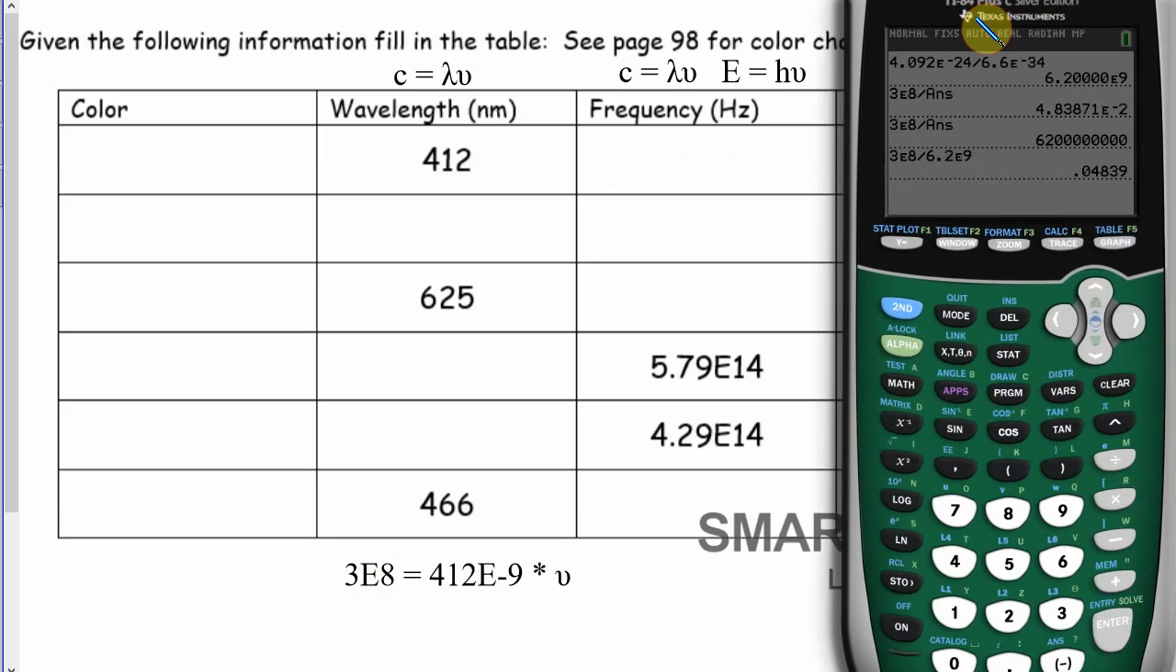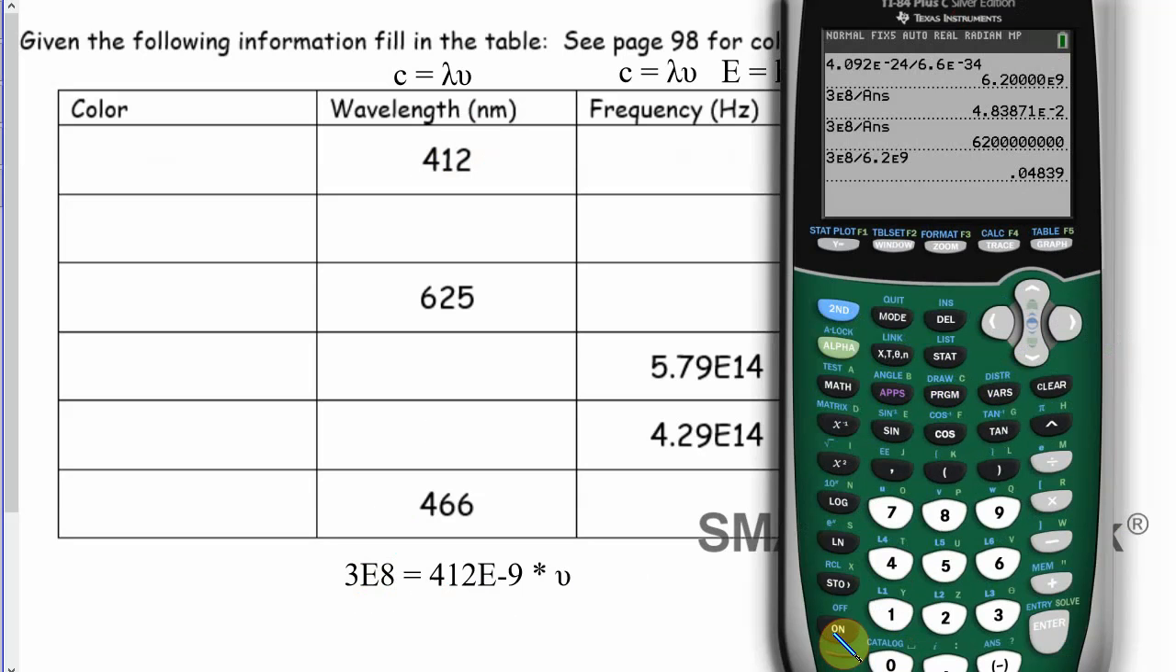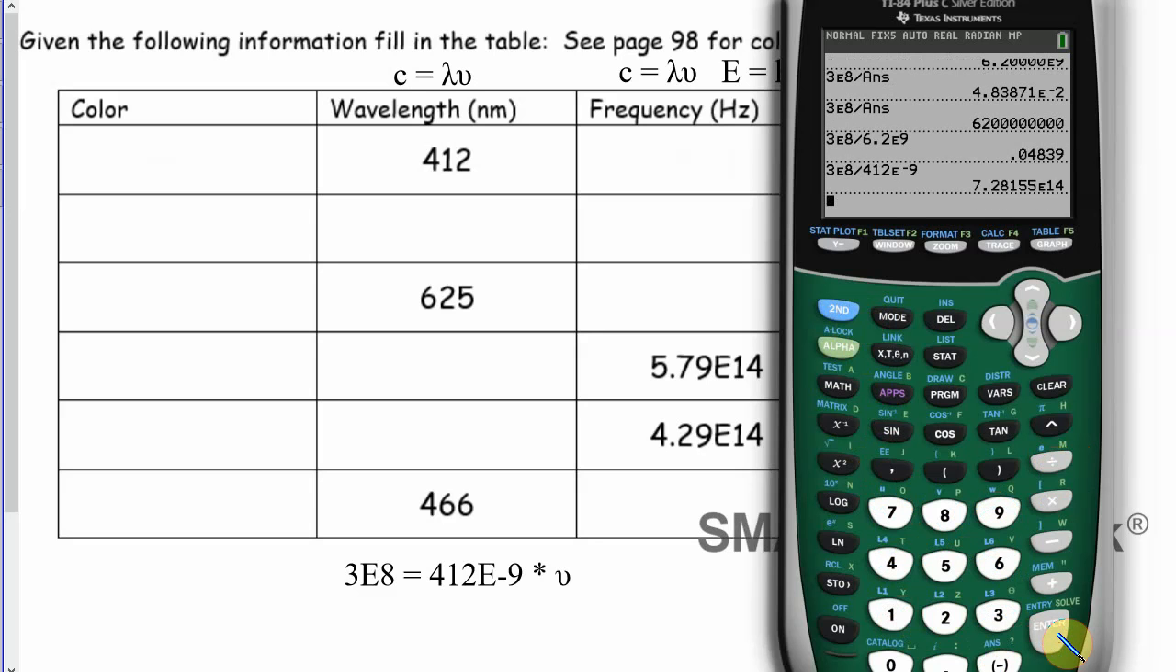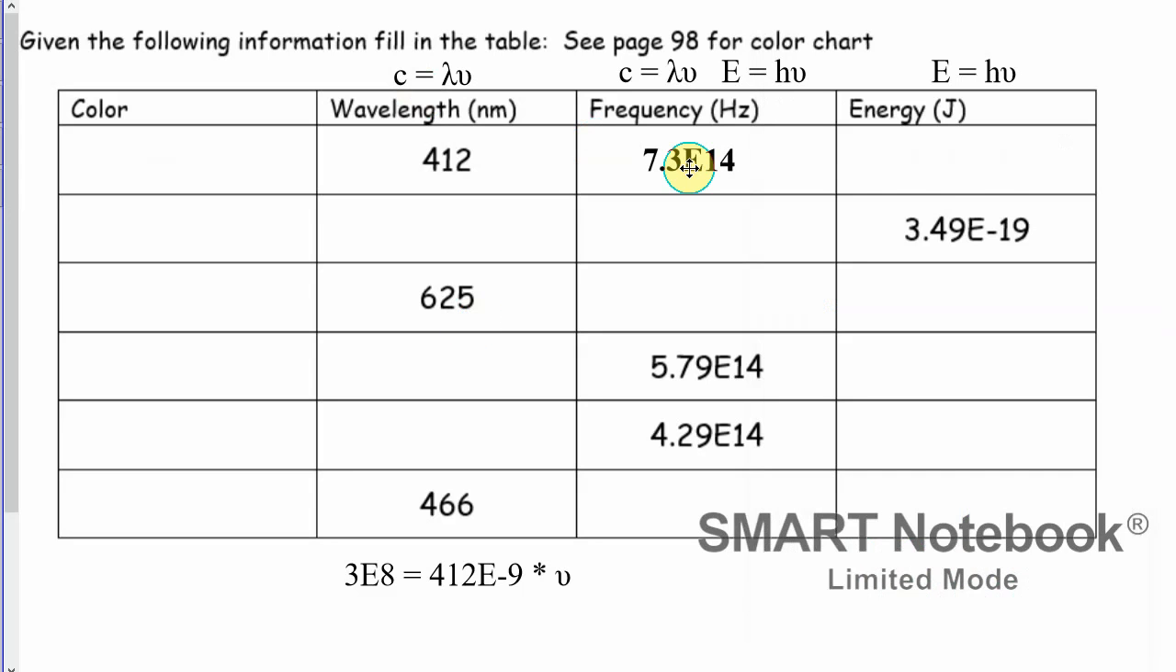So here's my basic setup. If I bring my calculator in here, and I want to calculate, that would be 3 E8 divided by 412 E negative 9. And I get a frequency of 7.3 times 10 to the 14th hertz. So there my frequency is calculated.